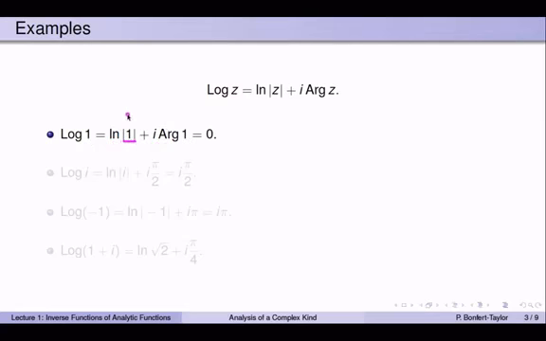The absolute value of 1 is simply 1. The natural logarithm of 1 is 0. Remember, the natural logarithm function looks like this, and it actually crosses the x-axis here at 1. So the natural logarithm of 1 is equal to 0.